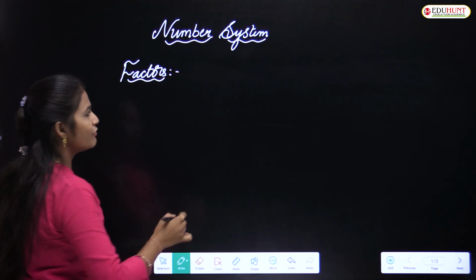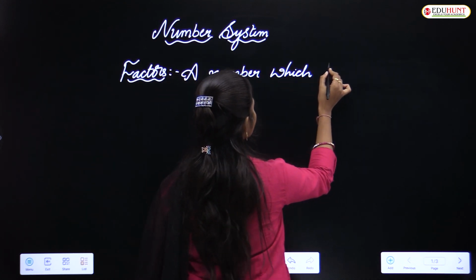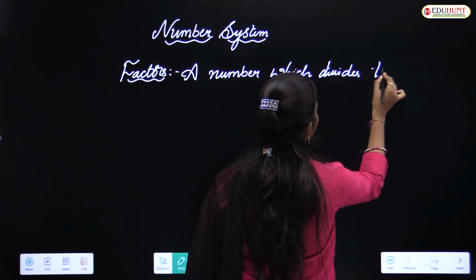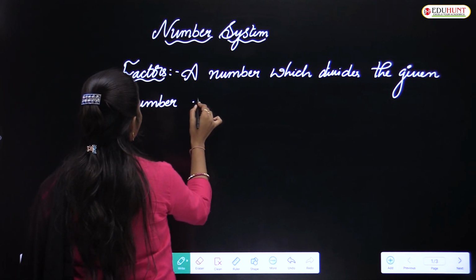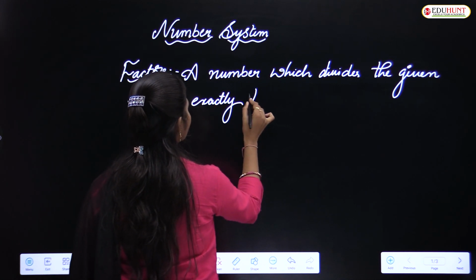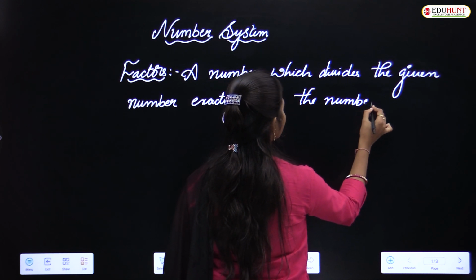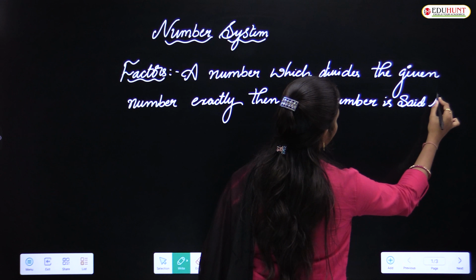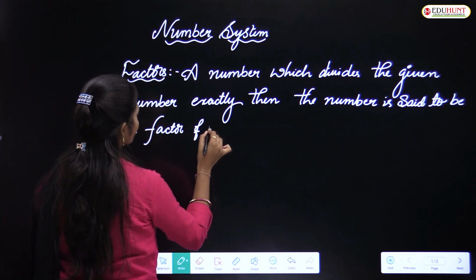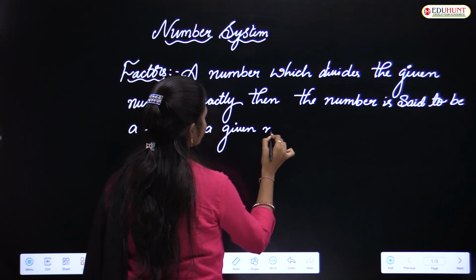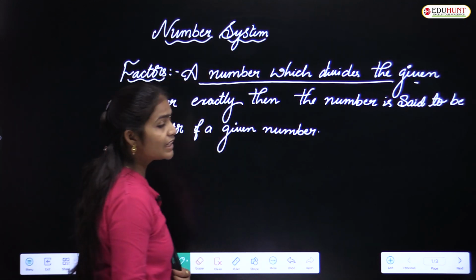So what is the definition of factors? A number which divides the given number exactly is said to be a factor of the given number. Okay, so this is the definition of a factor: a number which divides the given number exactly.